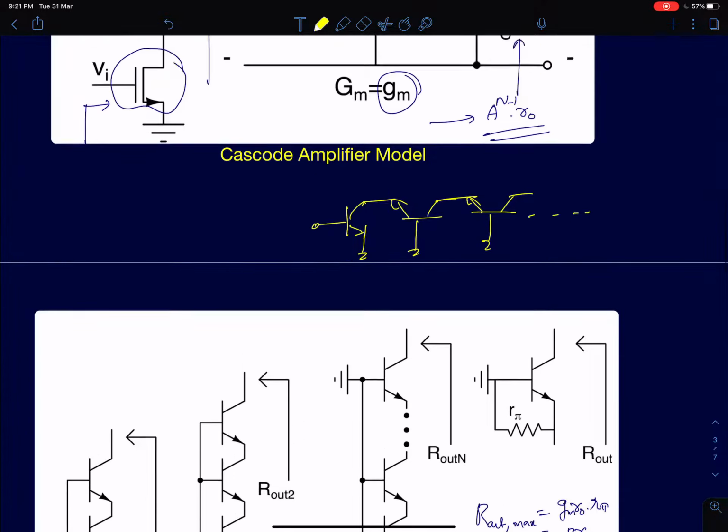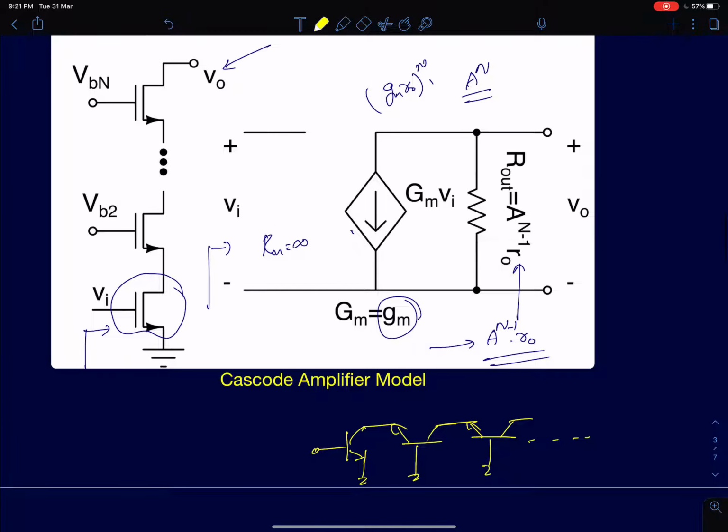Now if you look at the MOS based cascode amplifier, I said that the maximum gain you can get, the unloaded gain, is A power n, where n is the number of stages. If I keep increasing n, for now I don't care about the supply voltage problem. Let's say I can theoretically stack as many devices as I want. If n tends to infinity, then I could get really large gains. The gain will also tend to infinity, because gm remains the same, independent of the number of stages, but Rout keeps increasing exponentially.